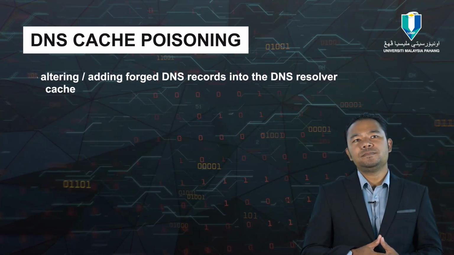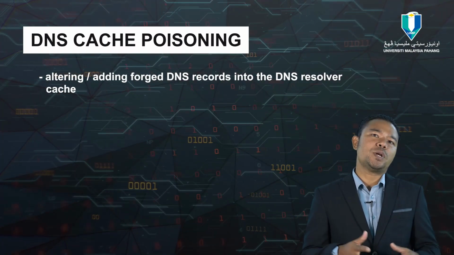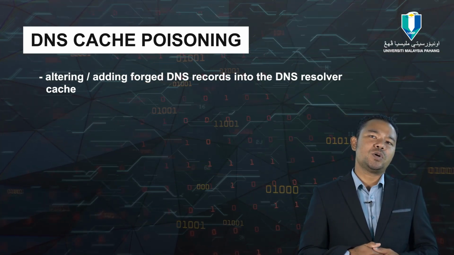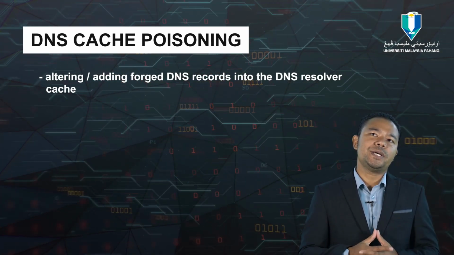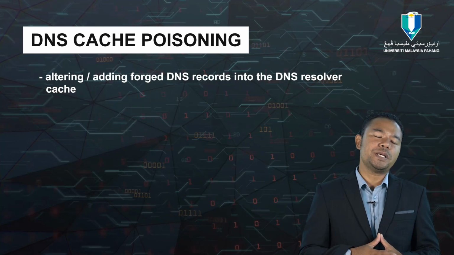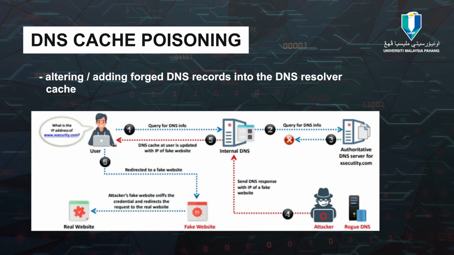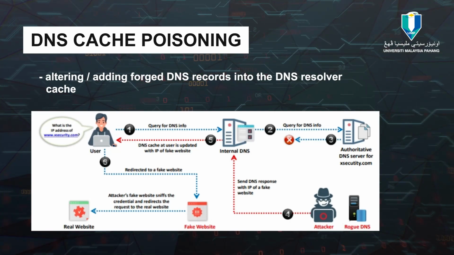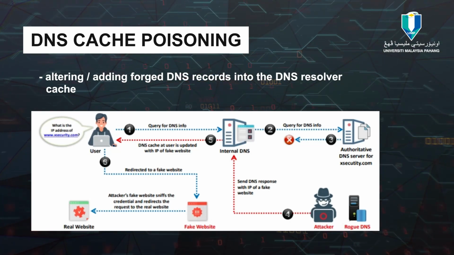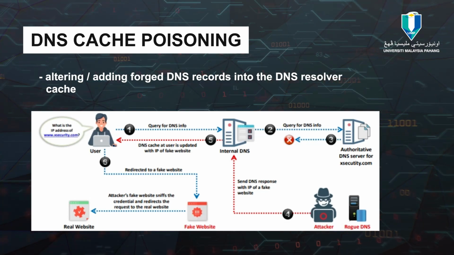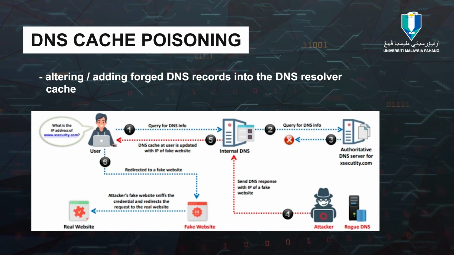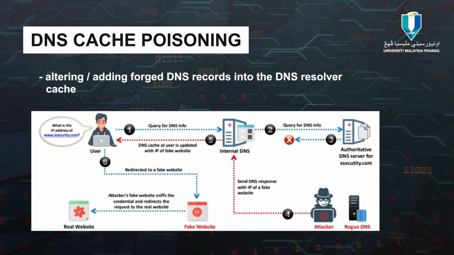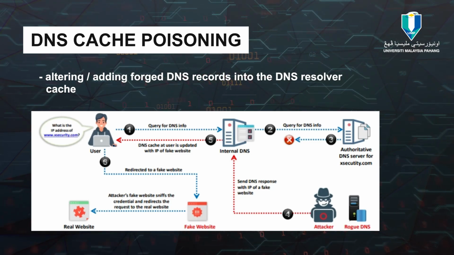DNS cache poisoning. DNS cache poisoning refers to altering the entries of the DNS record in the DNS resolver cache so that a DNS query is redirected to a malicious site. If the DNS resolver cannot validate that the DNS response has been received from the authoritative source, it will cache the incorrect entry locally and serve it to users who make a similar request. This is an example of cache poisoning.